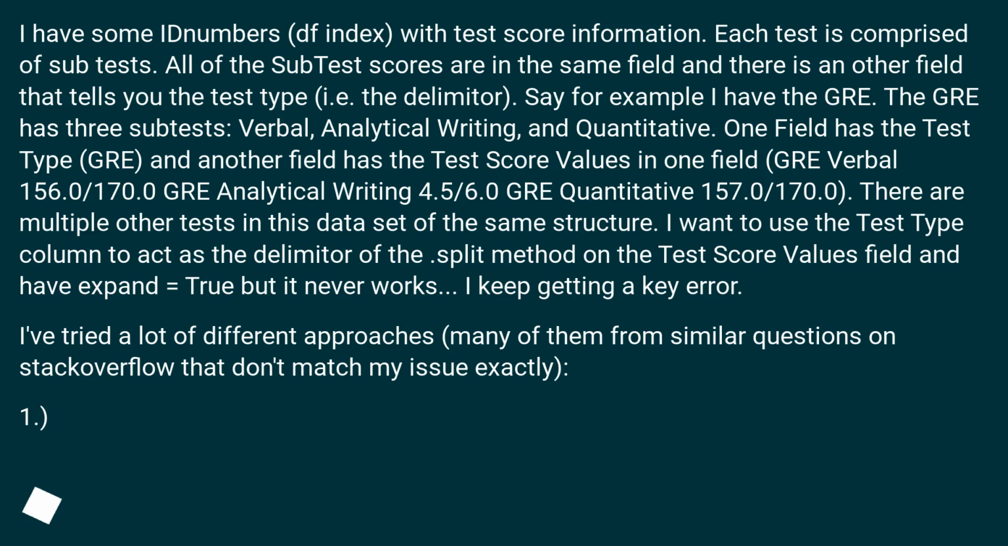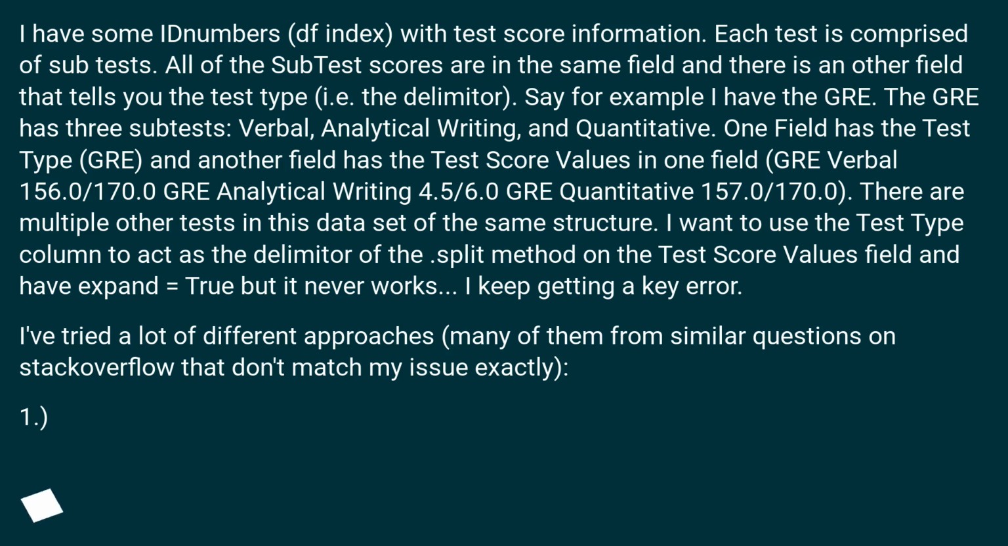Say for example I have the GRE. The GRE has 3 subtests: verbal, analytical writing, and quantitative. One field has the test type, GRE, and another field has the test score values in one field: GRE verbal 156.0, 170.0, GRE analytical writing 4.56.0, GRE quantitative 157.0, 170.0. There are multiple other tests in this dataset of the same structure.